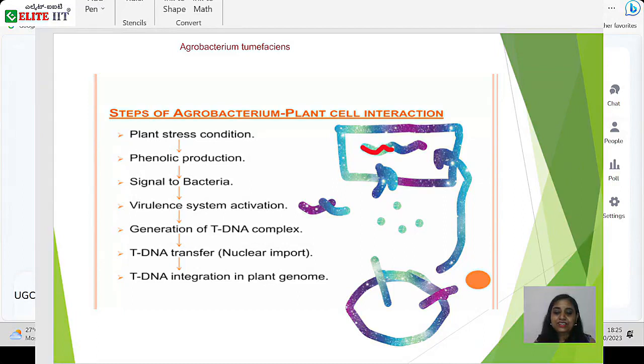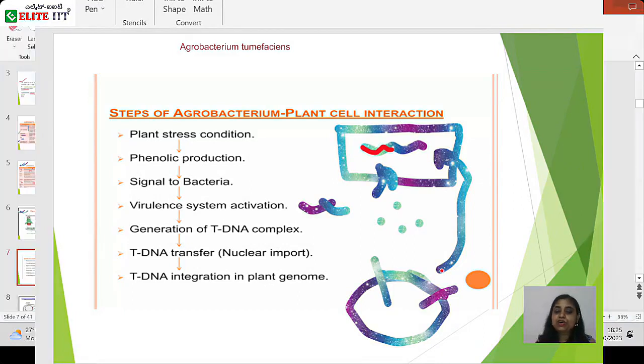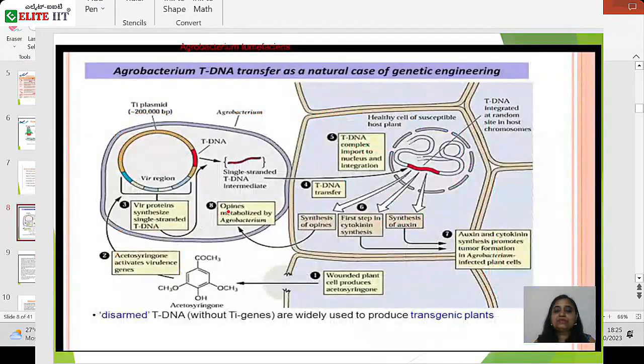Okay. So this is the actual case. In a normal case, whenever agrobacterium is infecting any plant, these are the consequences happening. Okay. Now, the same steps are given in this picture. Same steps. Okay, so let's see one by one. First step is the wounded plant cell produces acetosyringone. This is the phenolic compound. Now, this is the structure of acetosyringone.